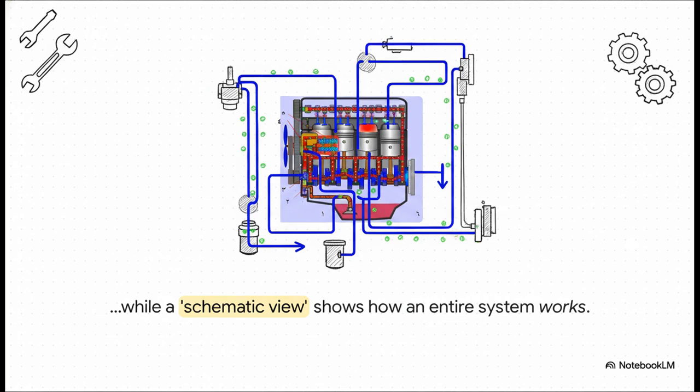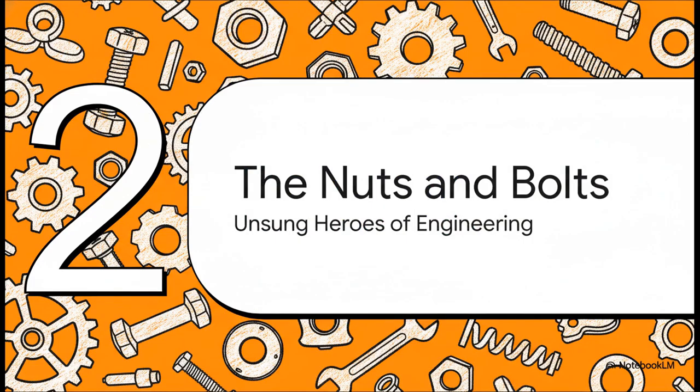Now, compare that to a schematic. If the exploded view tells you where things go, the schematic tells you how things work. See, this drawing isn't a picture of the physical engine. Nope. It's showing the path the oil takes all the way from the pan, through the pump and filter to all the moving parts it needs to lubricate. So one is about structure, the other is all about function. Big difference.